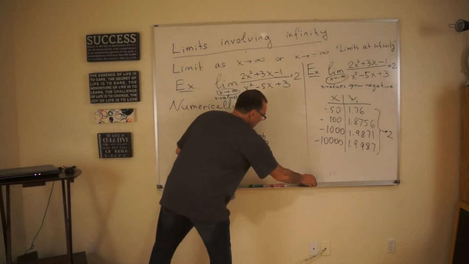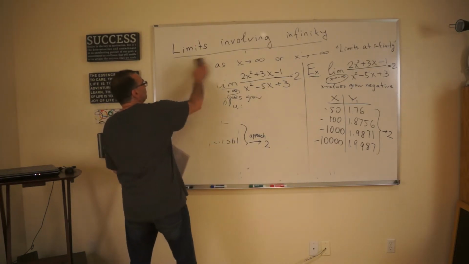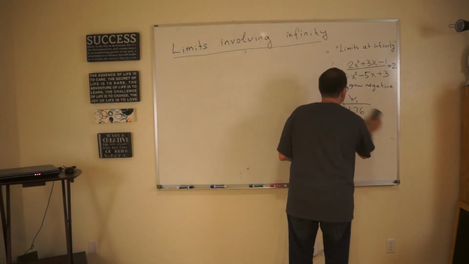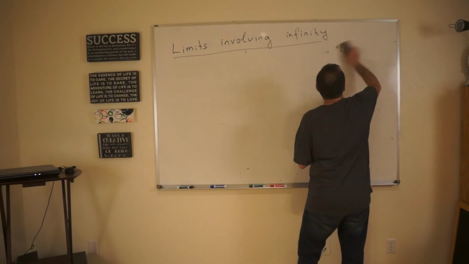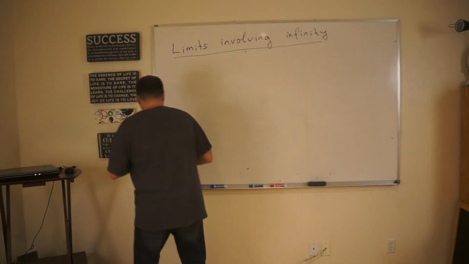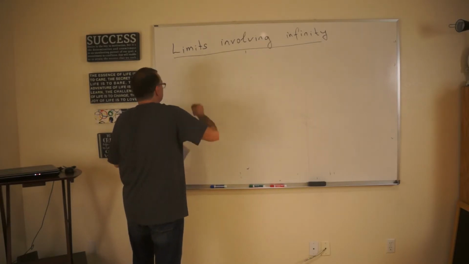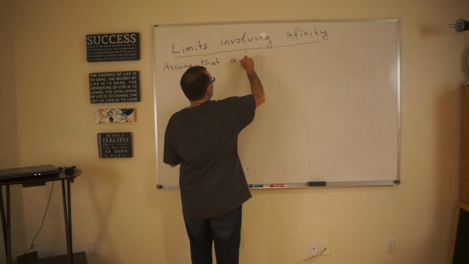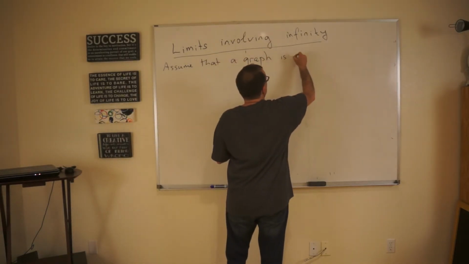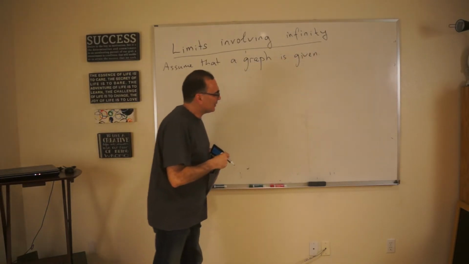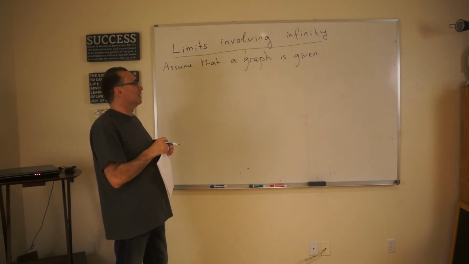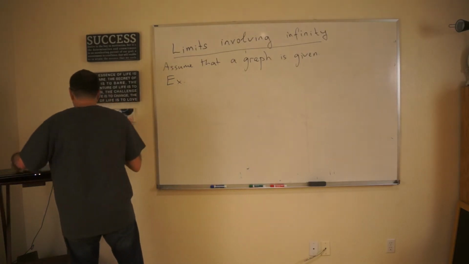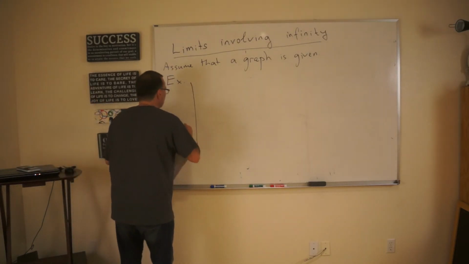So I will assume that a graph of a function is given, and in certain situations we can tell from the graph that the function has a limit as x approaches infinity or negative infinity. For example, let's say that the graph is given like this.